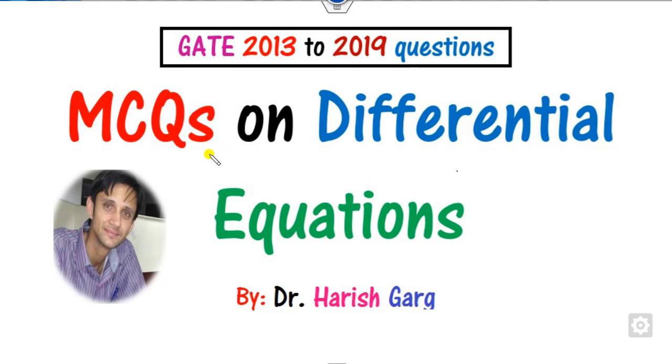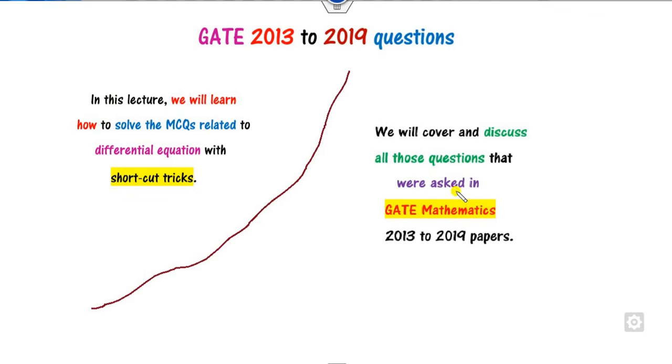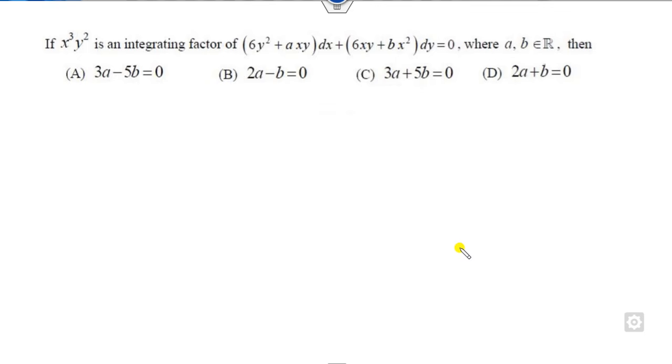Today we will discuss the MCQs related to differential equations which were asked in the GATE 2013 to 2019 questions. We already discussed the GATE paper 2022 in our last lectures. Now in this lecture, based on several requests, we will cover all those questions. The objective is to solve all these MCQs with the help of some shortcut tricks. We will cover all those questions asked in the GATE mathematics exam from 2013 to 2019. So let's start with this video.